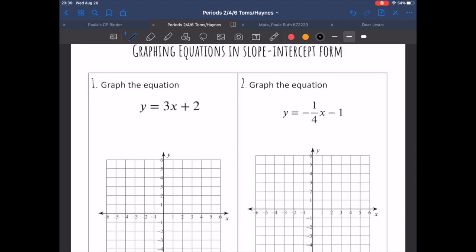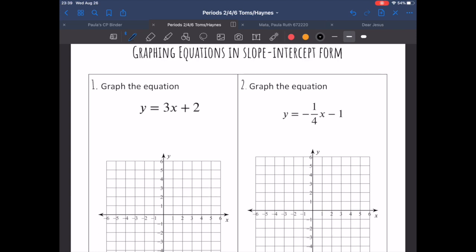Okay, here we go. So let's start with number 1. We always want to start with our y-intercept. And notice here when I'm highlighting my y-intercept, I'm including the signs. So I know that my b is the same as positive 2. And this tells me that I start at the point 0, 2.